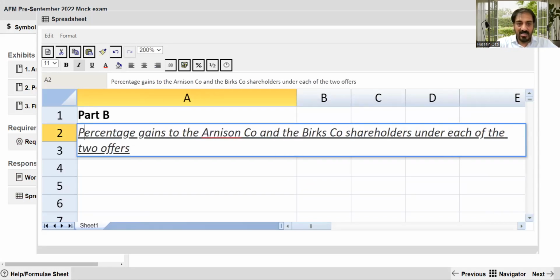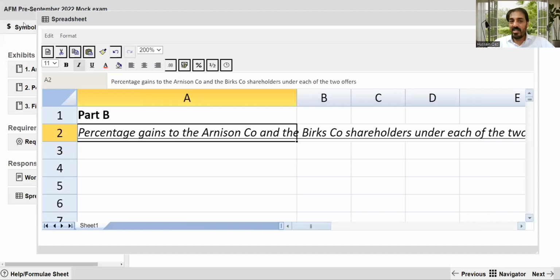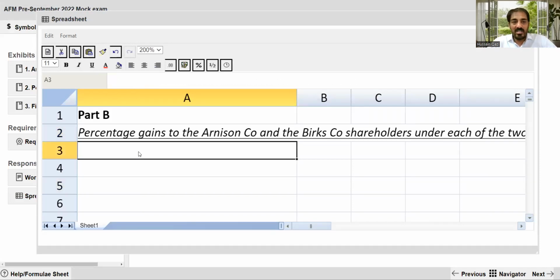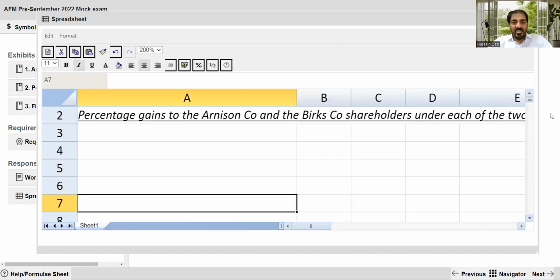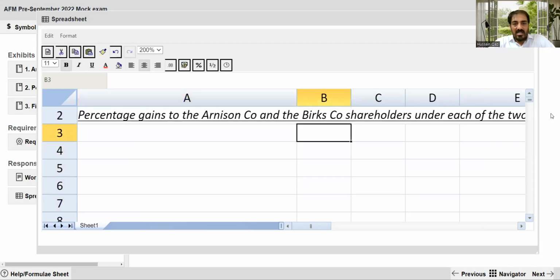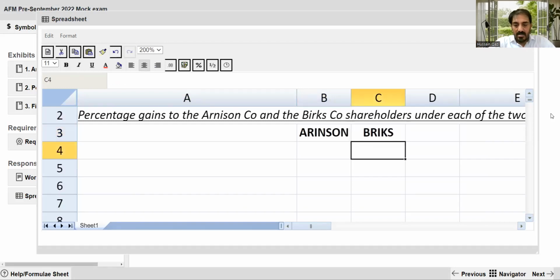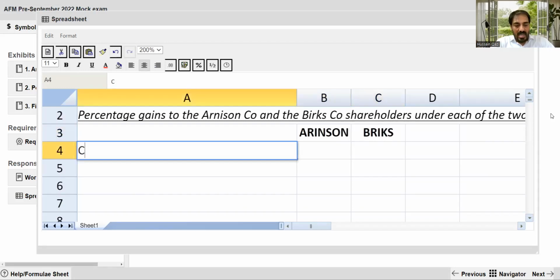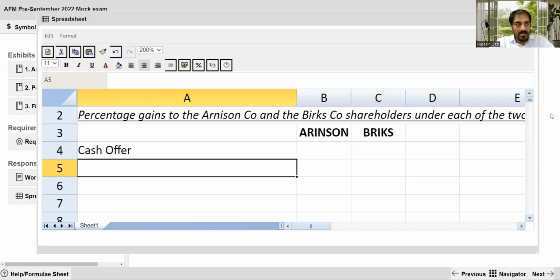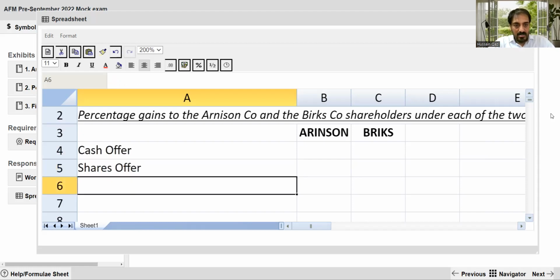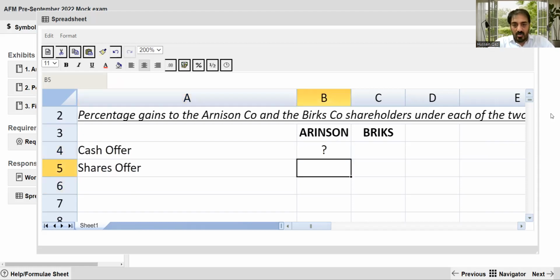The percentage gain. This is what you are doing. Percentage gain to the Harrison and Bricks for the shareholder. That's simple. And develop a sketch. What is the sketch? There are two companies here. Number one, Aronson, and number two, Bricks. There is a cash offer here, and there is a shares offer. And what you need to do, you have to fill this data. That's all.